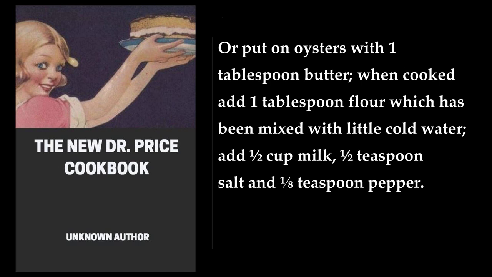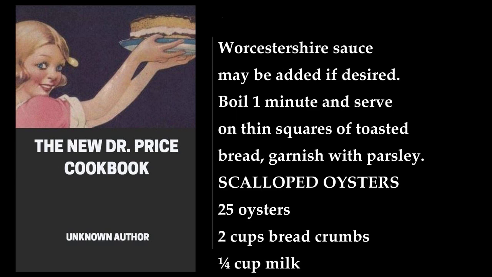Or put on oysters with 1 tablespoon butter, when cooked add 1 tablespoon flour which has been mixed with little cold water, add 1/2 cup milk, 1/2 teaspoon salt and 1/8 teaspoon pepper. Worcestershire sauce may be added if desired. Boil 1 minute and serve on thin squares of toasted bread, garnish with parsley.